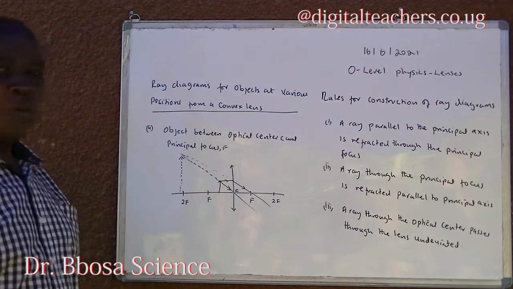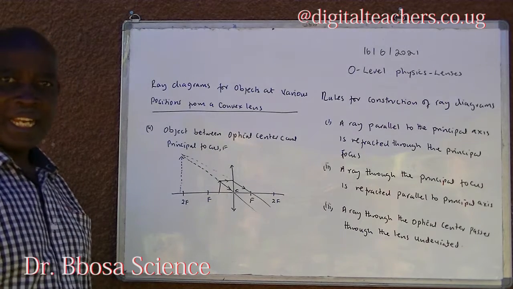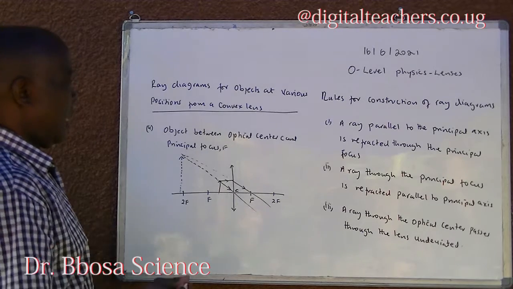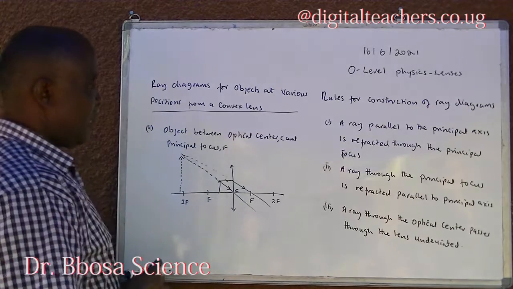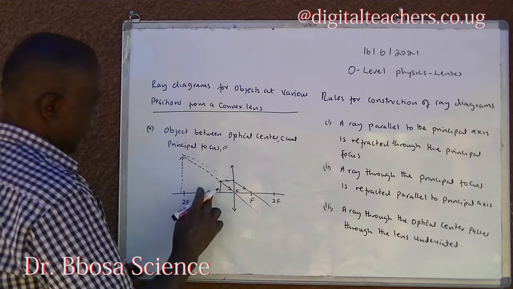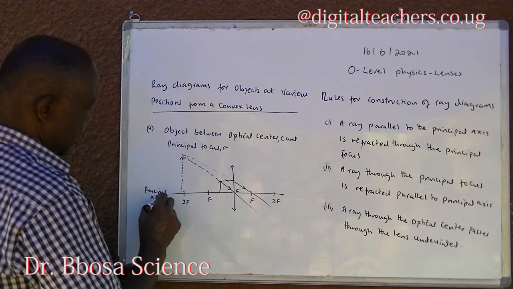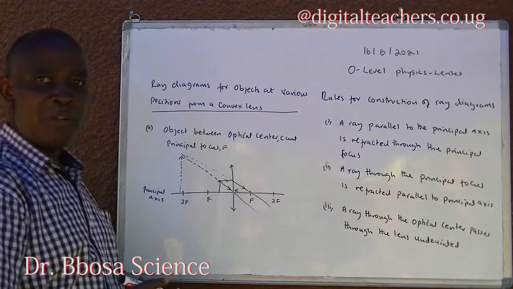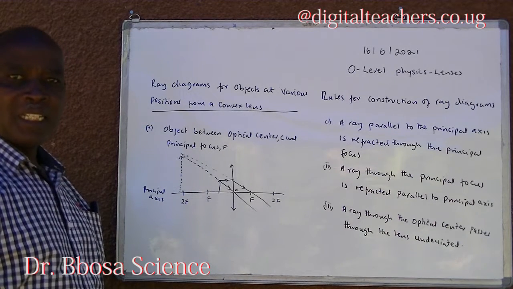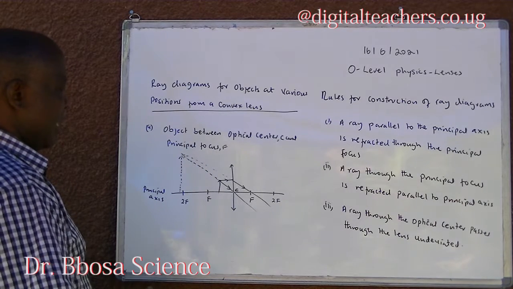Ray diagrams for objects at various positions from a convex lens. A. Object between the optical center C and the principal focus F. A ray parallel to the principal axis is refracted through the principal focus F. A ray through the optical center passes undeviated. When we extrapolate the rays, then we form an image.